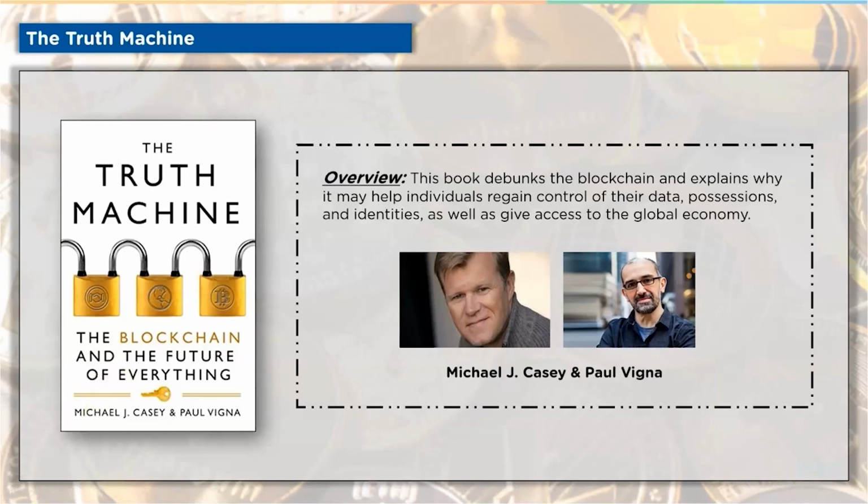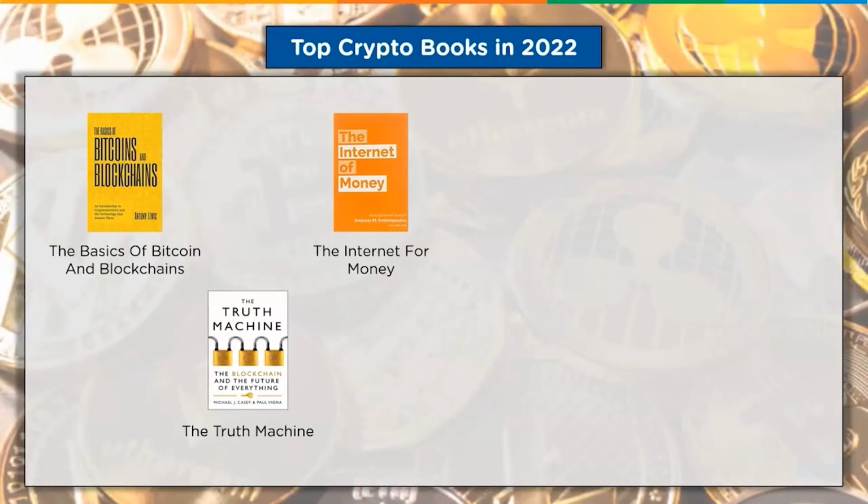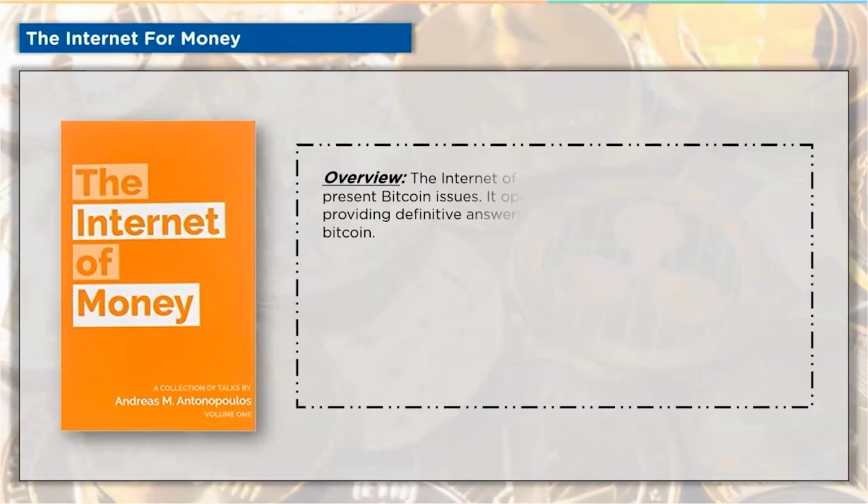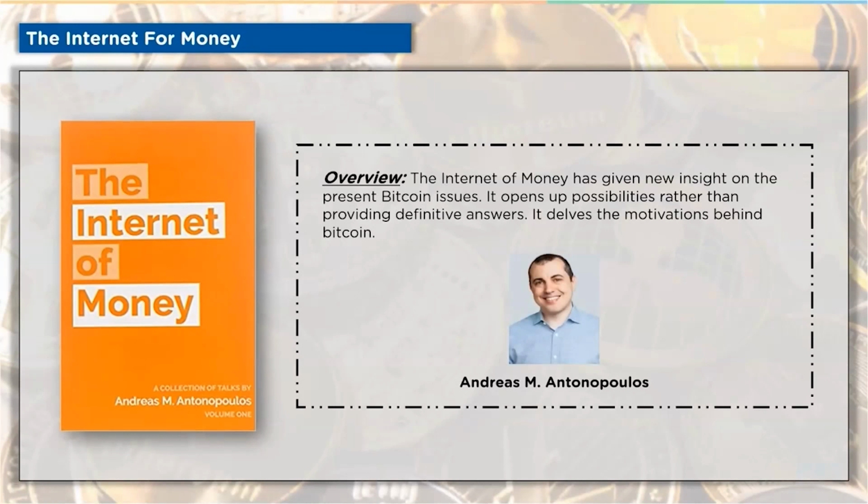Moving on to the third book, and that is The Internet of Money, written by Andreas M. Antonopoulos. The Internet of Money has given new insight on the present Bitcoin issues. It opens up possibilities rather than providing definitive answers. It delves into the motivations behind Bitcoin. Through a series of pieces spanning the thrilling evolution of Bitcoin, it analyzes and contextualizes its significance. This book is mainly a compilation of short writings concerning crypto. Infrastructure inversion is one of the most intriguing concepts in this book.